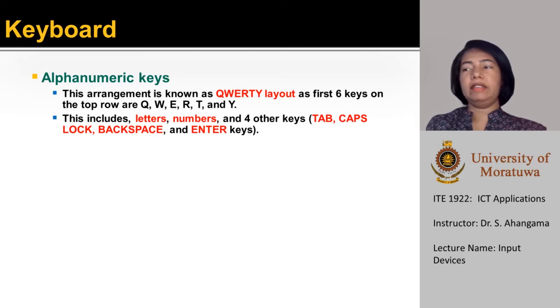Alphanumeric keys. This arrangement is known as QWERTY layout, as the first 6 keys on the top row are Q, W, E, R, T, and Y. This includes letters, numbers, and 4 other keys. They are Tab, Caps Lock, Backspace, and Enter keys.